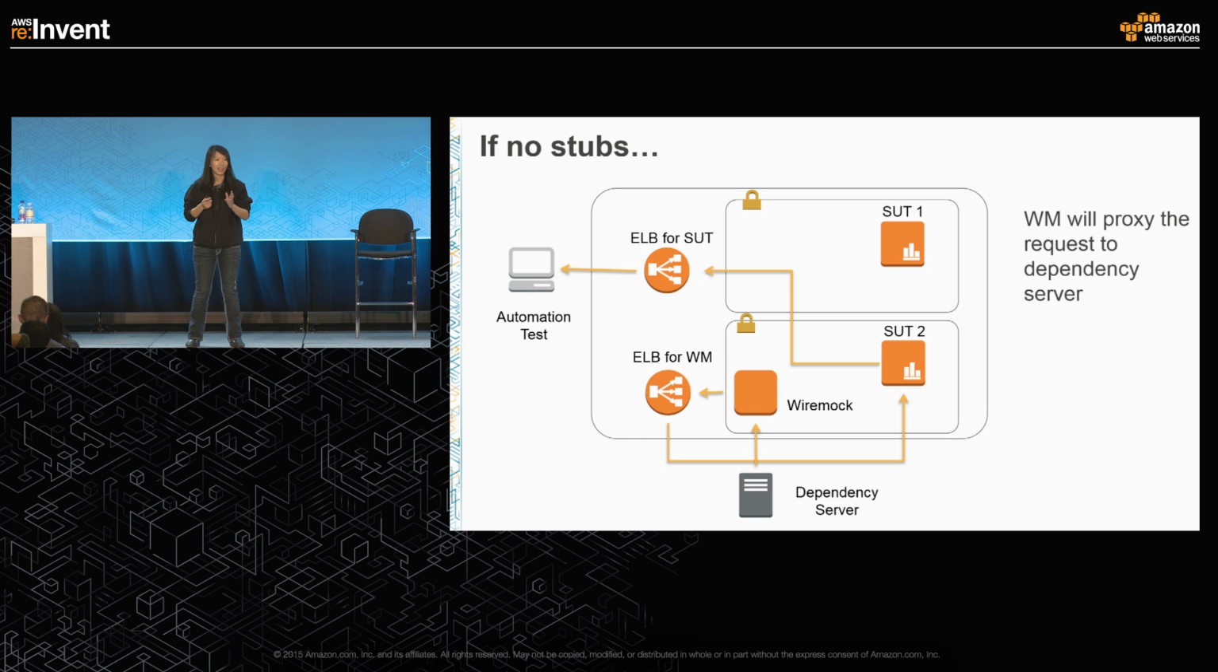We can also put a flag in our automation test. If xmock equals true, we call the Wiremock to set up the stub. If xmock equals false, then we don't call the Wiremock to set up the stub.